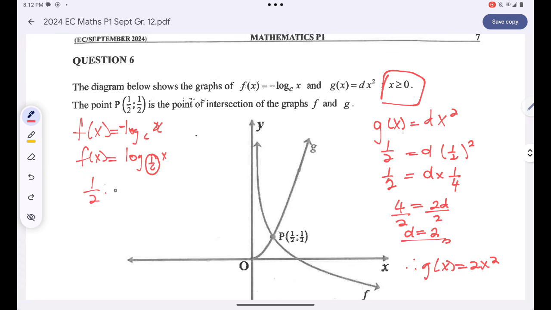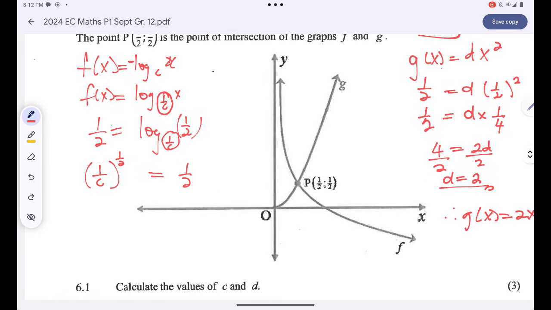Now let's substitute an extra point so that you can find the value of c. I know that y is equal to 1 over 2 if and only if the value of x is also 1 over 2. How can I remove the logarithm? By making this the base on the left hand side. So I'll have 1 over c, with the half becoming an exponent, equal to 1 over 2. Now the logarithm has been removed.